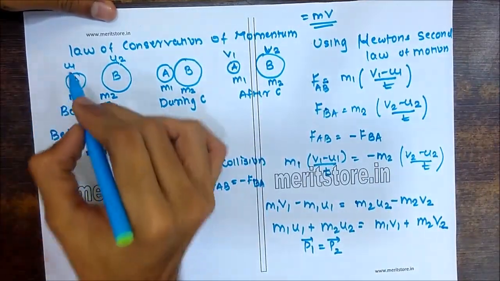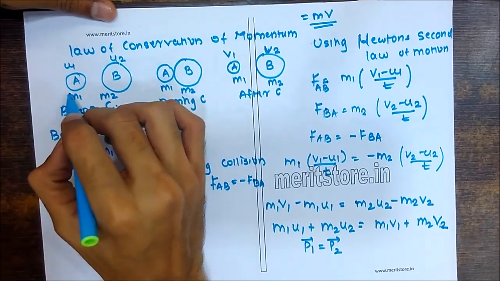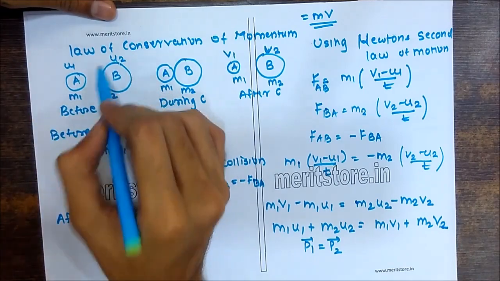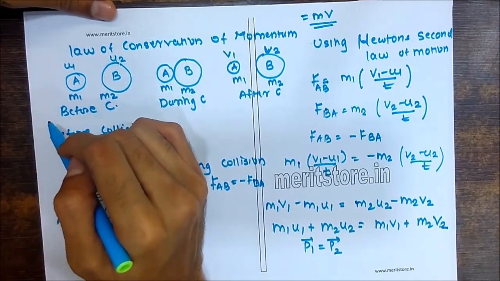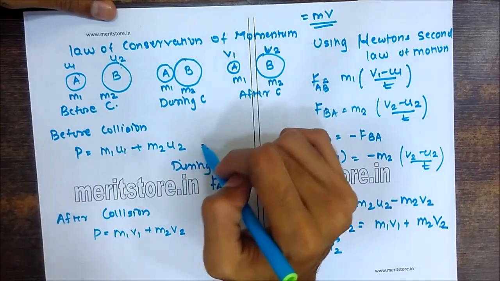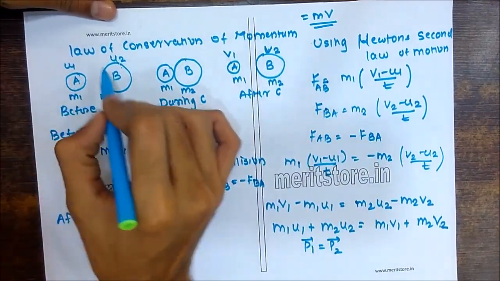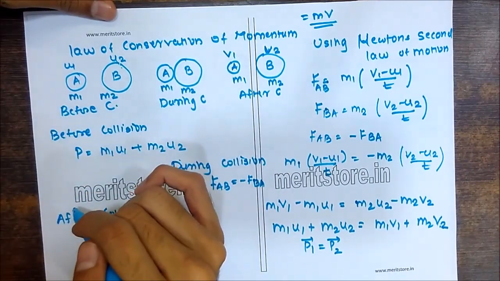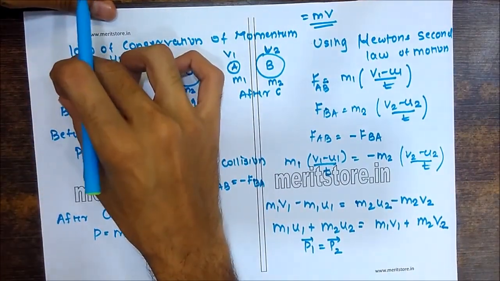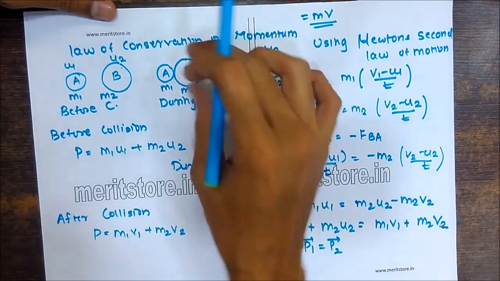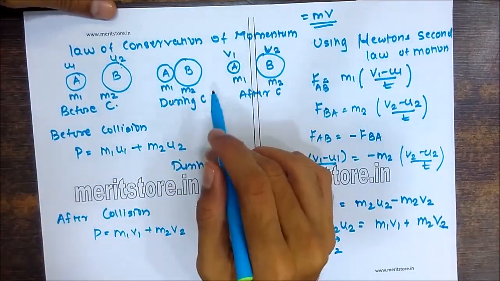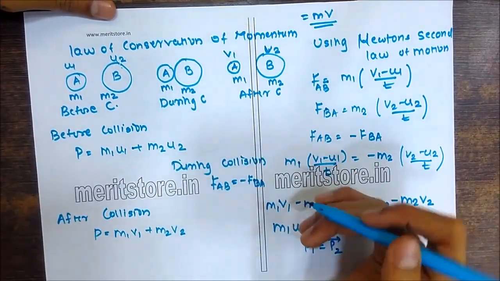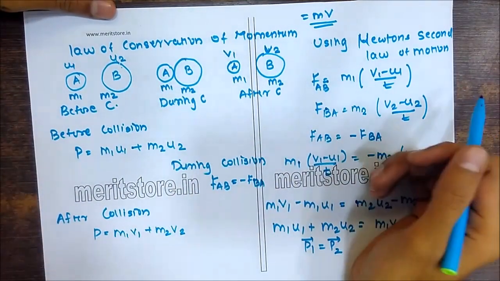So here I have two bodies, A and B, having some masses m1 and m2. They are moving with some velocities. Here the velocity u1 is greater than u2. u1 and u2 are the initial velocities of both the bodies, and v1 and v2 are the final velocities. Both the objects are moving in a straight line. So basically u1 comes here and collides with u2, and after the collision both of them are set back.